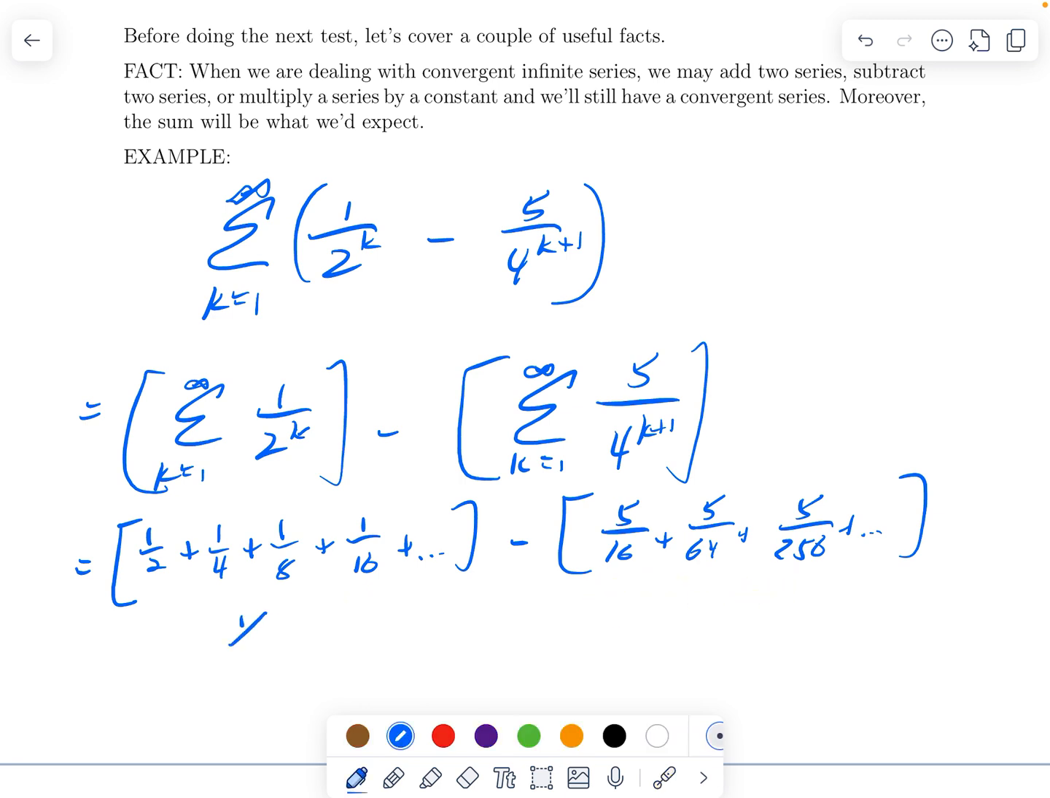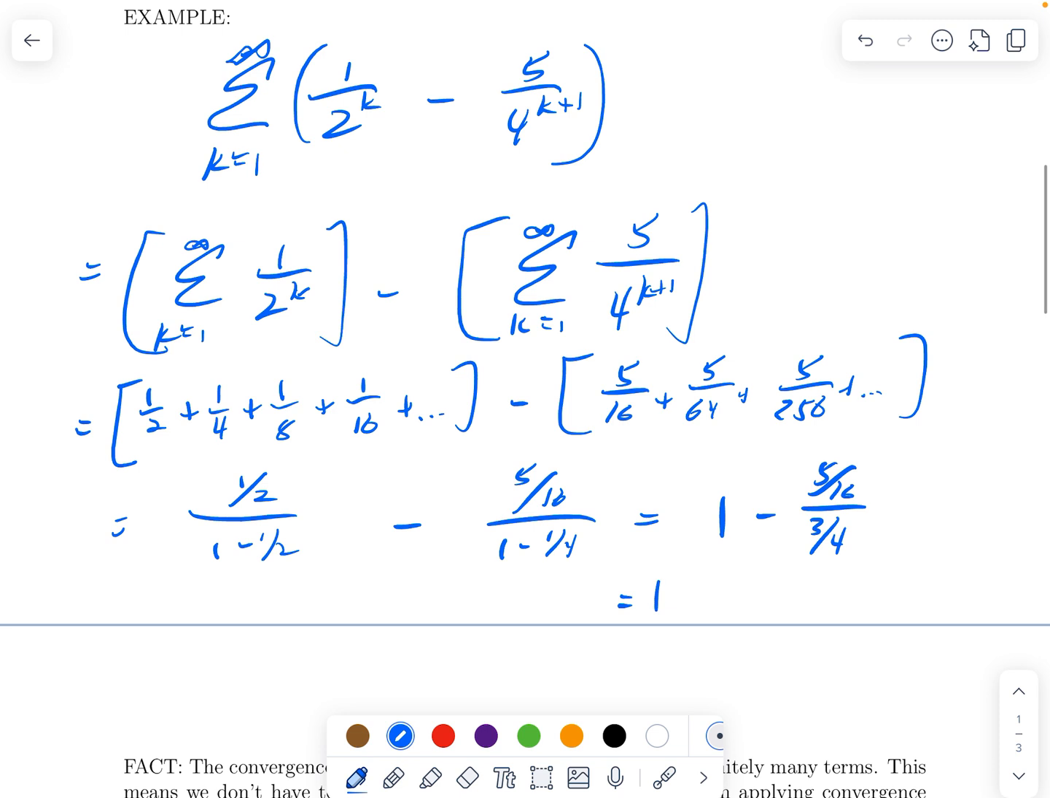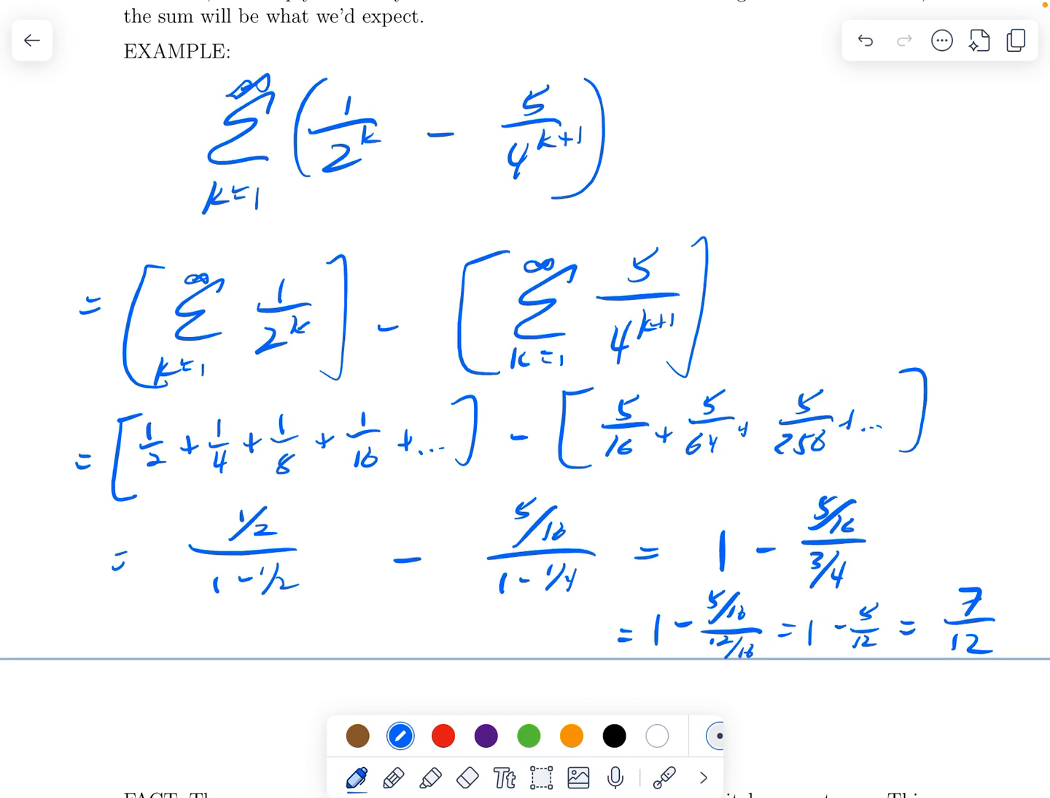So this one, it's a over 1 minus r. This one is a over 1 minus r. So the one on the left is 1/2 over 1/2, which is 1. And this is 5/16 over 3/4, which is 5/16 over 12/16. So this is 1 minus 5/12. And this whole answer is 7/12. So you're allowed to break things up and rearrange them according to your intuition, assuming you're dealing with convergent series in the first place. I'm not going to prove this. It's just kind of a fact floating around in the background.